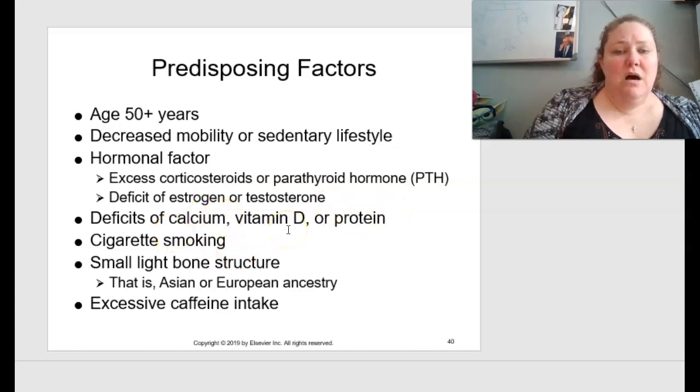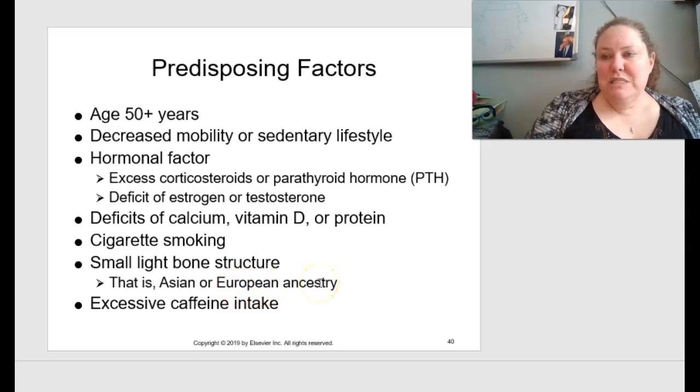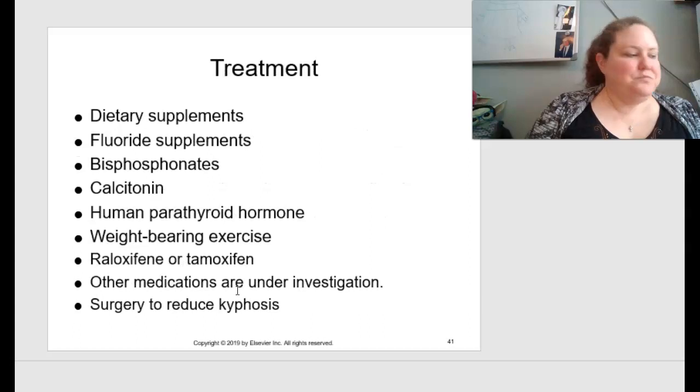Cigarette smoking. If you have a small, light bone structure, so for instance, if you are Asian or of European ancestry, they tend to have very dainty and small bones, and this can be one of the predisposing factors. And also, if you have excessive caffeine intake, that can cause some issues.